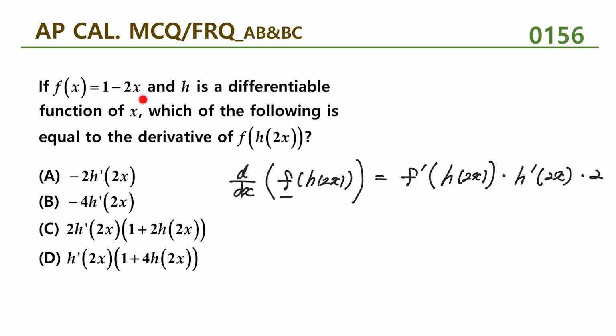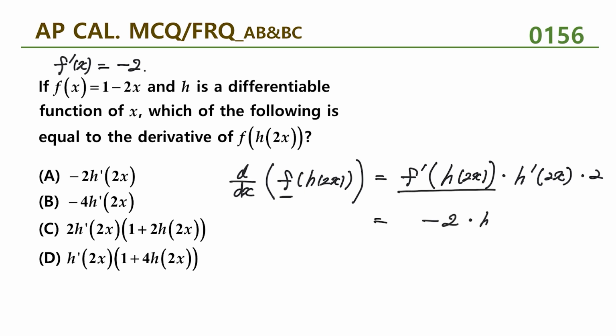Here we have f of x. So what's f prime? f prime of x is equal to negative 2, right? It's constant. This means for all values of x, f prime, the slope, is always equal to negative 2, right? Then what is this value right here? For any input we have here, the slope is always equal to negative 2, right? So all of this value is negative 2.